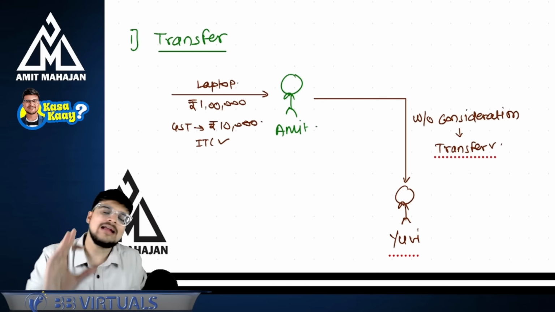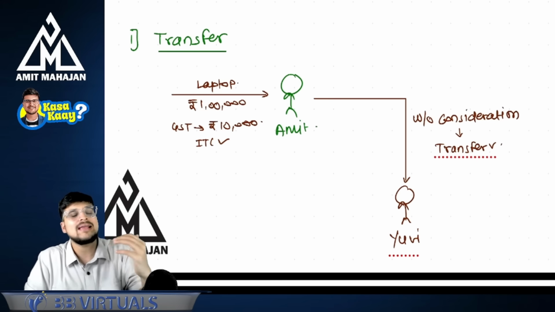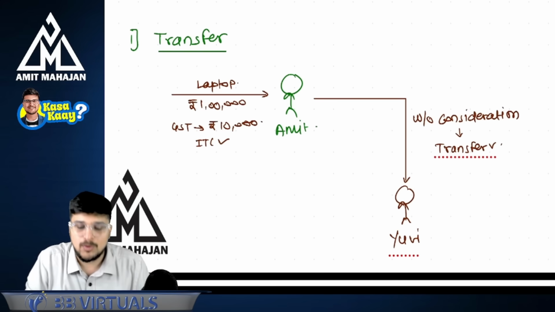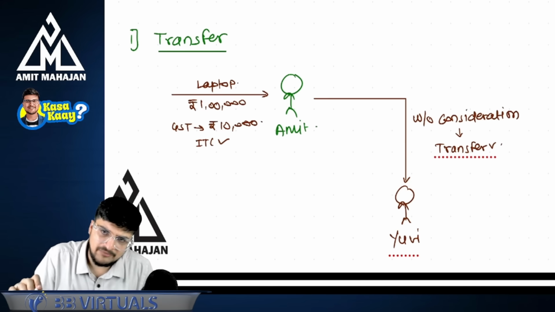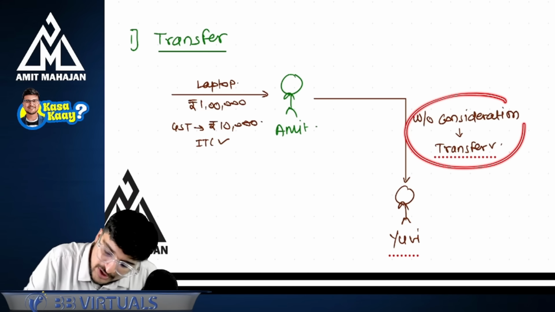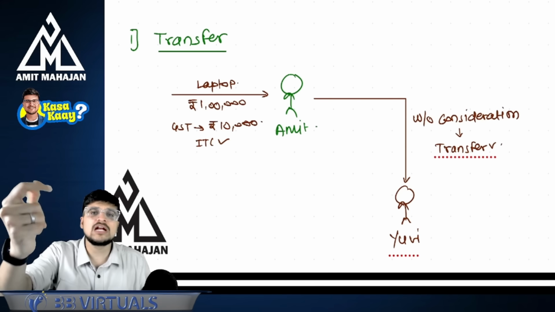Then I did one thing. Whatever laptop I had purchased for 1 lakh rupees, I had given the GST of 10,000 rupees. I donated, or you can say, I transferred that laptop to UV without consideration. Perfect. So if I transfer it without consideration, am I using it for my business? Everyone, am I using it for my business?